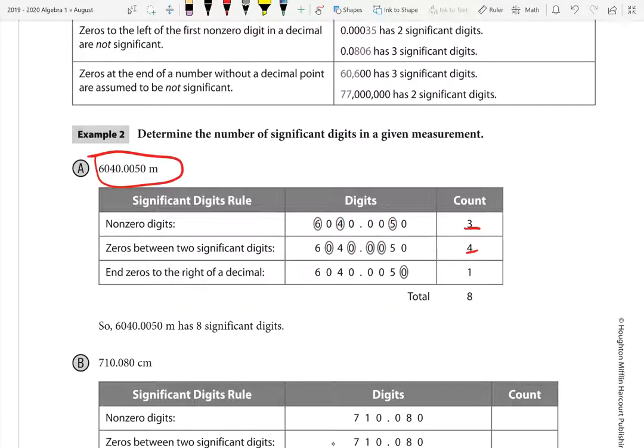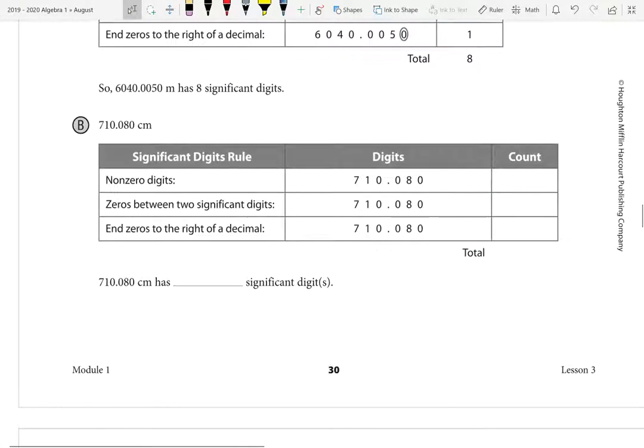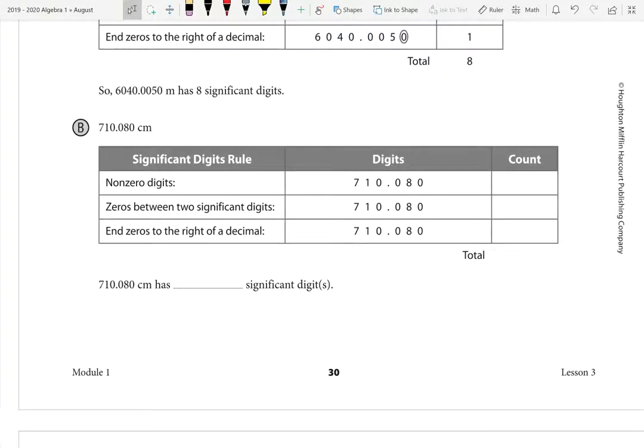And those all count. And then we're looking at end zeros to the right of the decimal. So there is a 0 here that's at the end on the right side of the decimal, so that 0 does technically count as well. So all in all, there are 3 plus 4 plus 1, 8 significant digits in this problem. I don't like the fact that they chose these examples, but I'll show you examples that are different than these. But we'll look at these for now.